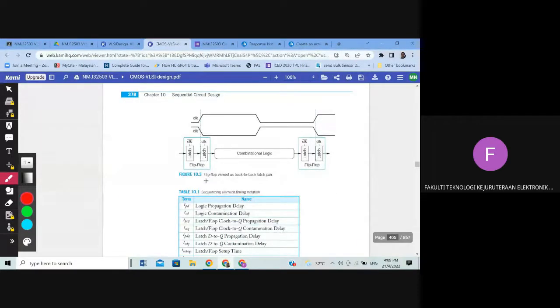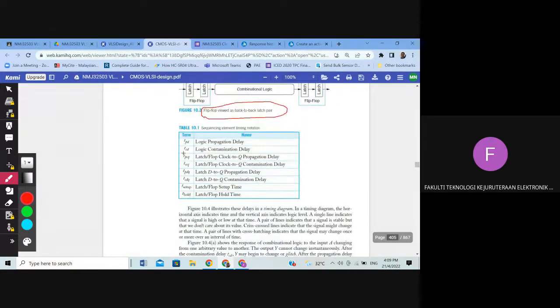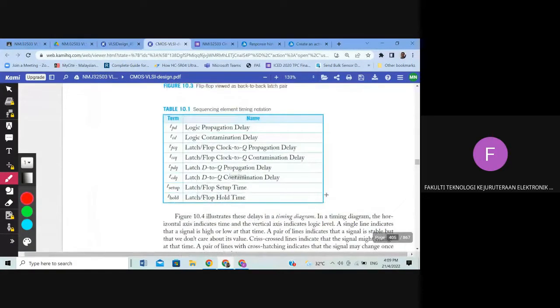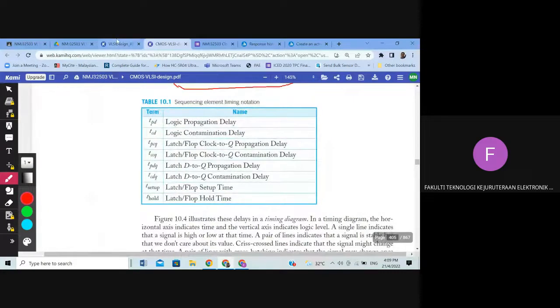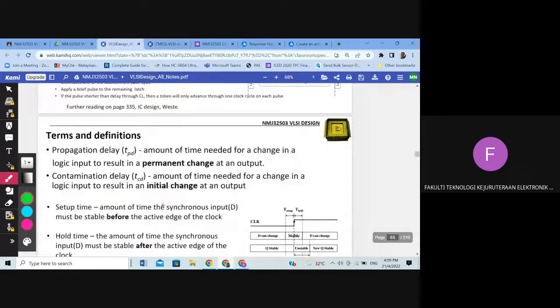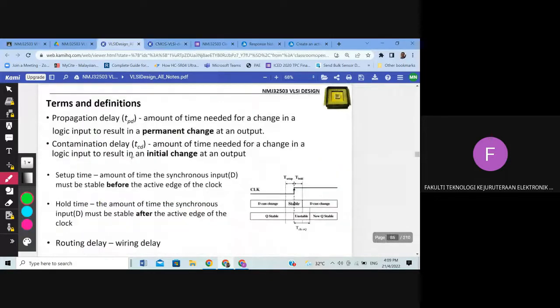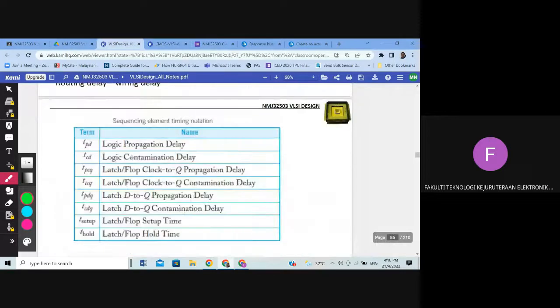So this is the detailed explanation: a flip-flop can be viewed as a back-to-back latch pair. Don't worry about this one. The important thing is the definition or the terminology here. Maybe I can zoom a bit. In our lecture note we also have this. We focus on the flip-flop first. These two we skip first. This one.